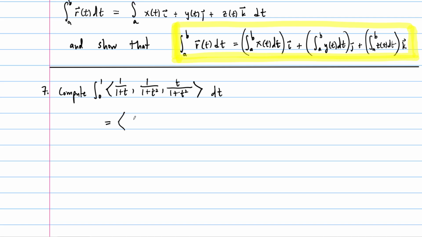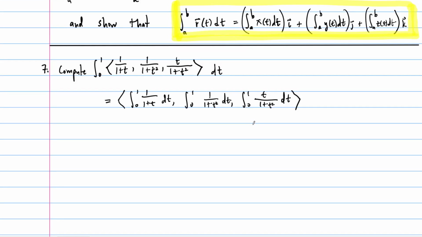This is going to be the vector of component-wise definite integrals. So it's going to be the integral from 0 to 1 of this function, comma, the integral from 0 to 1 of this function, comma, the integral from 0 to 1 of t over 1 plus t squared dt. So in reality, we just have to do 3 of these Calc 1 or maybe Calc 2 integrals individually and then put them all together into this vector function.